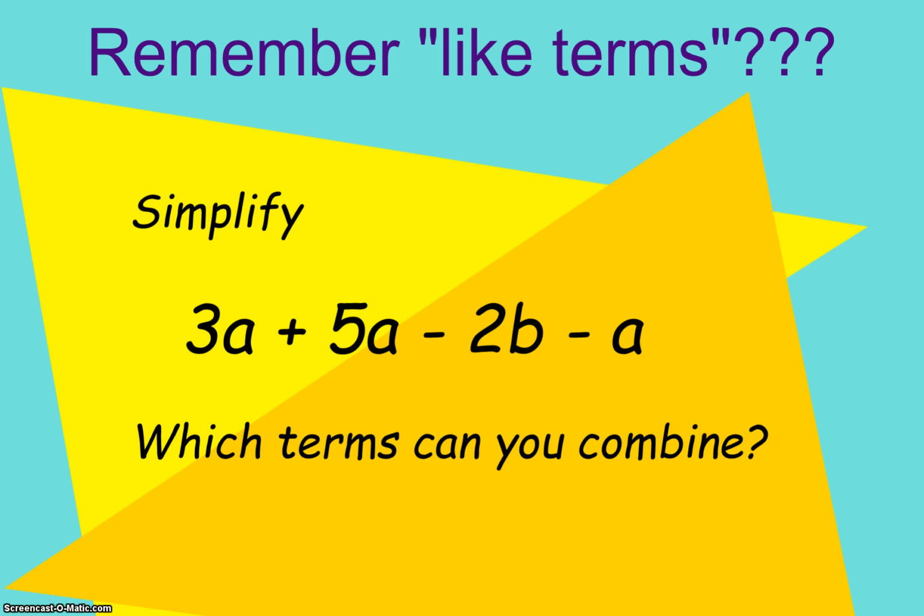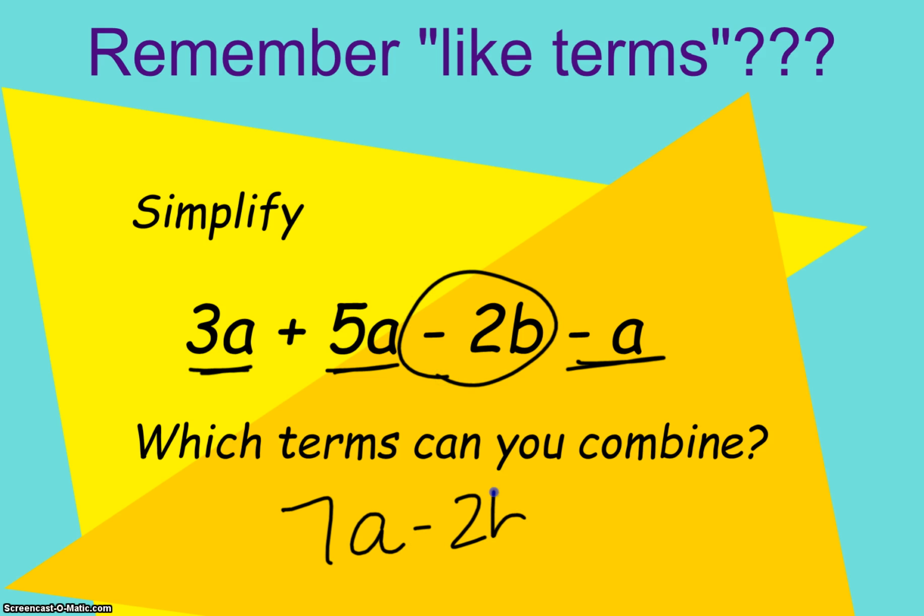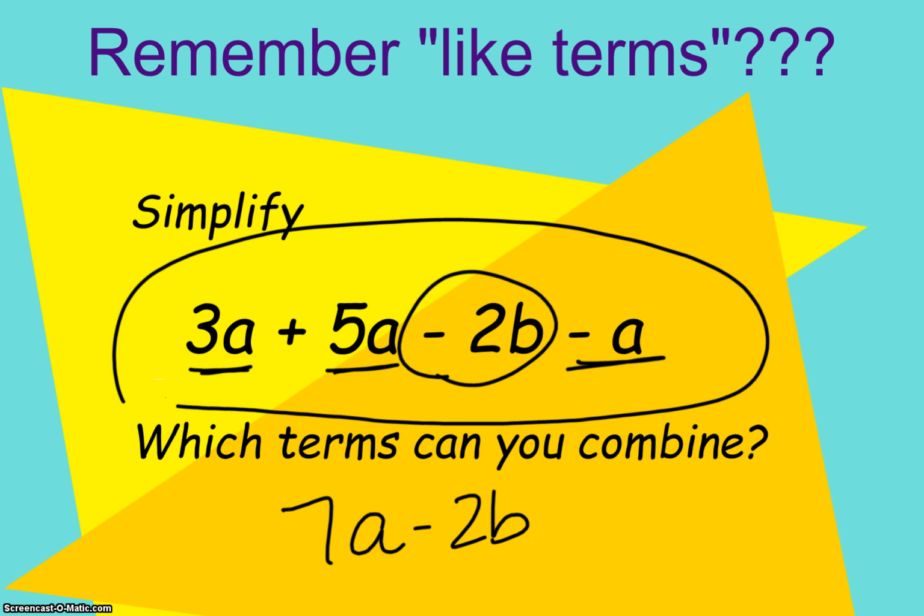So remember like terms. Remember when we first started algebra, we started talking about combining like terms. When you combine like terms, they have to have the same variable. So which terms can you combine? Remember that we underlined things that we could combine. So 3a plus 5a minus a would be 7a, and then this is by itself, so minus 2b. So this big old mess of an expression can be simplified to 7a minus 2b.